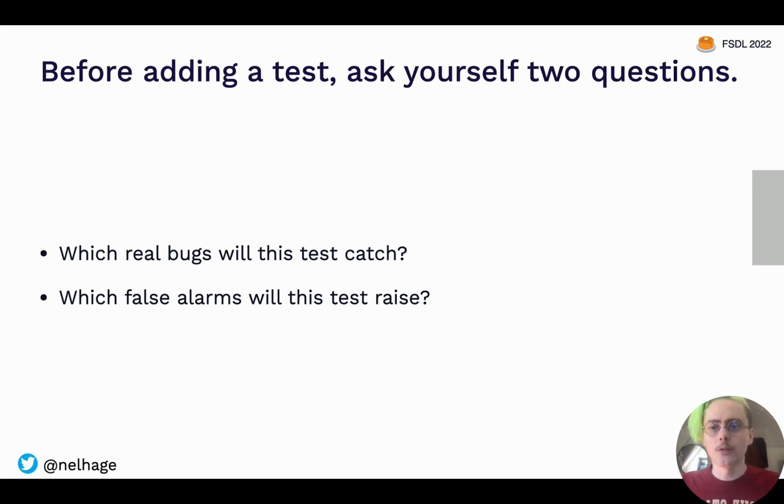In order to avoid introducing too many false alarms, it's useful to ask yourself two questions before adding a test. The first question is, which real bugs will this test catch? What are some actual ways that the world might change around this code, or that somebody might introduce a change to some part of the code base, that this test will catch? Once you've listed a couple of those, then ask yourself, what are some false alarms that this test might raise? What are some ways that the world around the test or the code could change that's still valid and good code, but now this test will fail? And if you can think of more examples for the latter case than the former, then maybe you should reconsider whether you really need this test.